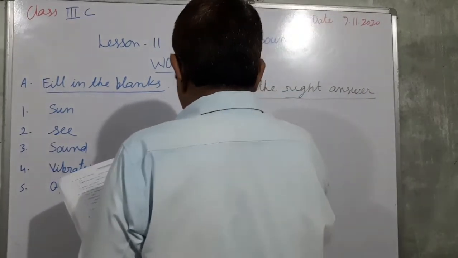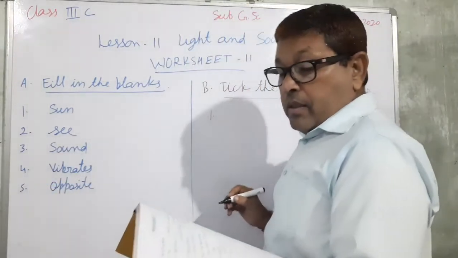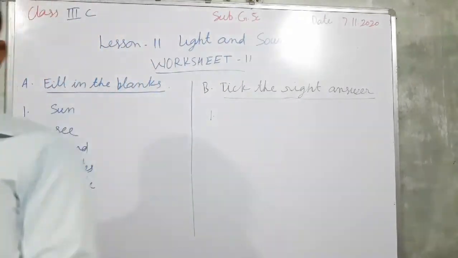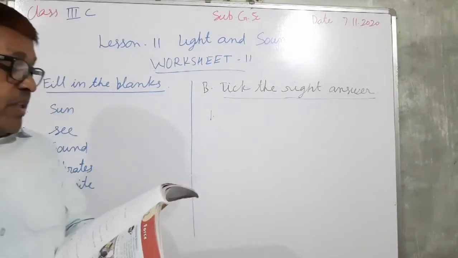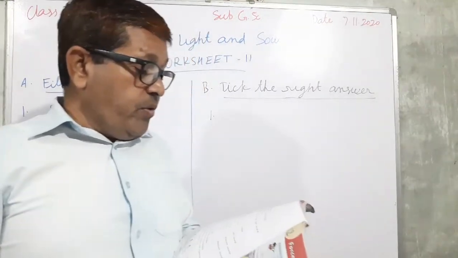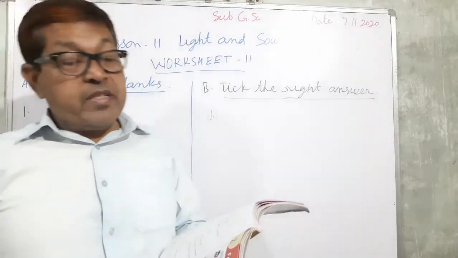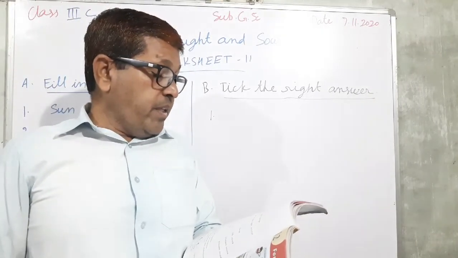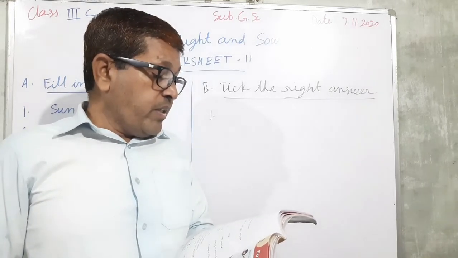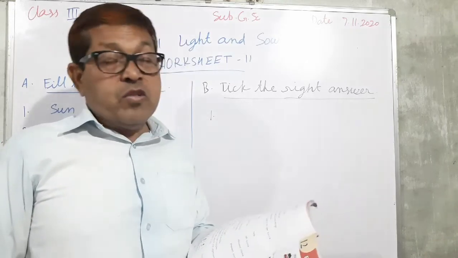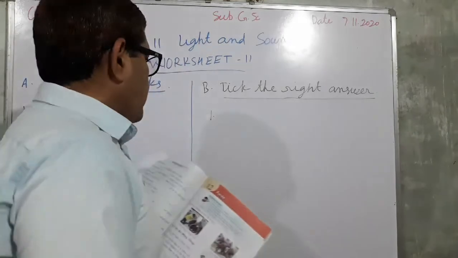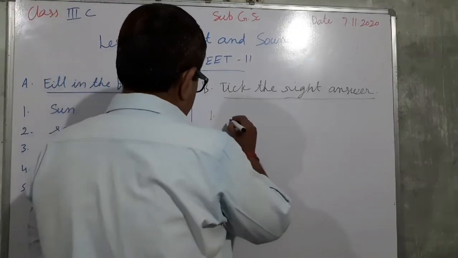So first, this is needed to make a shadow. Three options are given: A, light, B, sound, and C, force. What thing is needed to make the shadow? So first, light is needed to make a shadow. So first, you have to take the light.